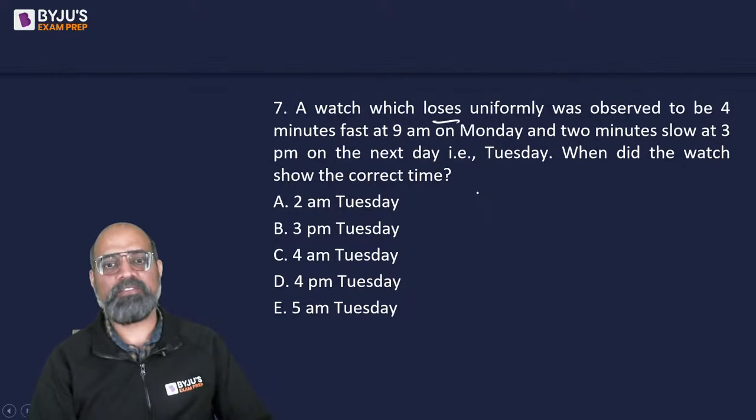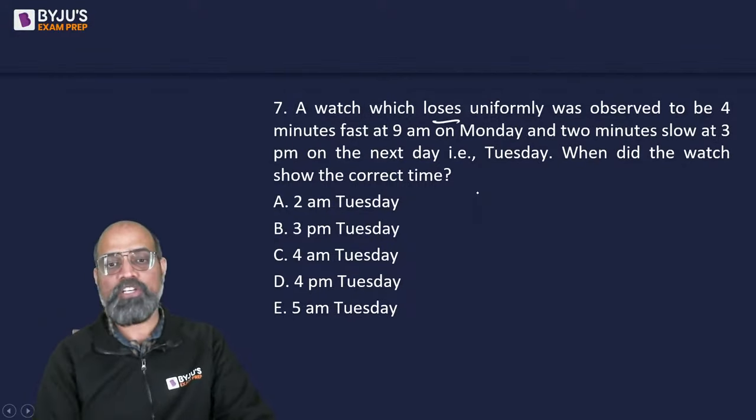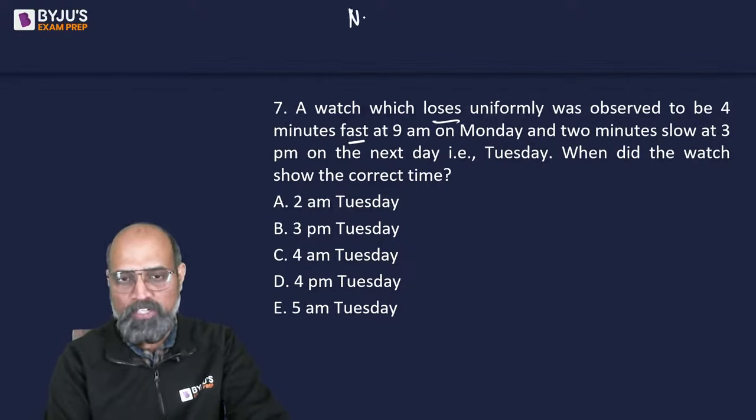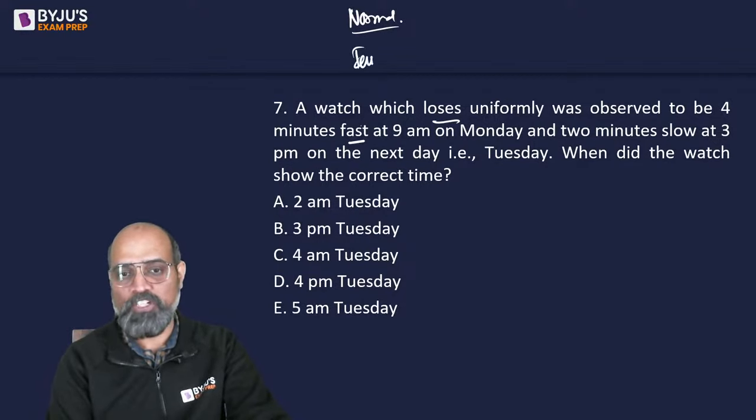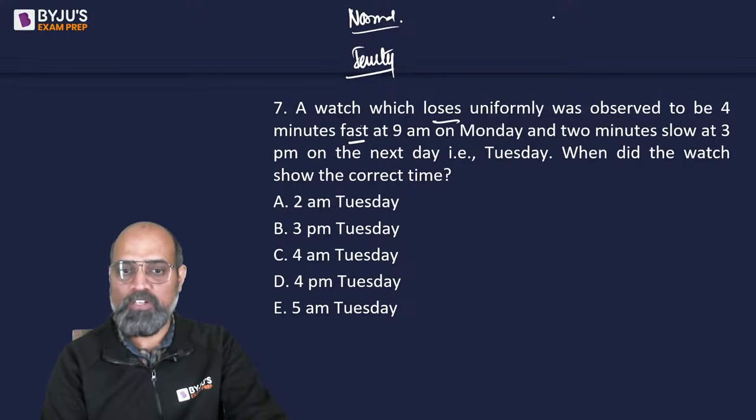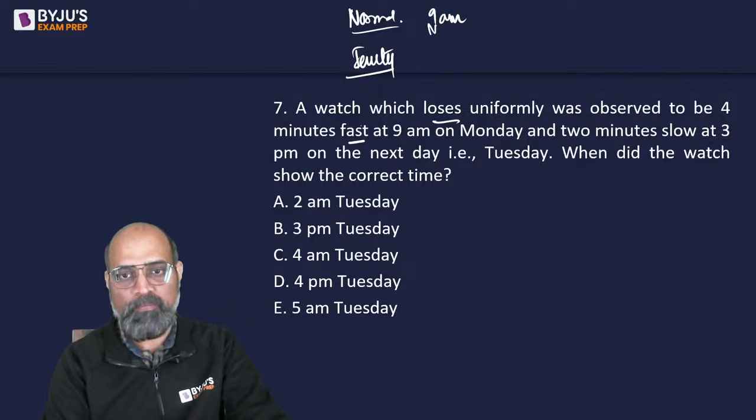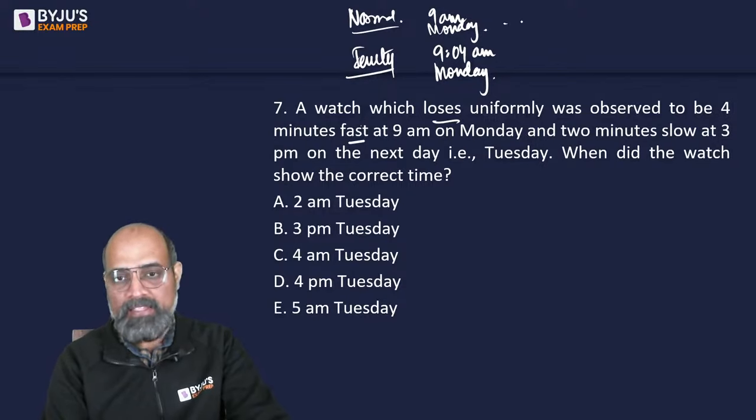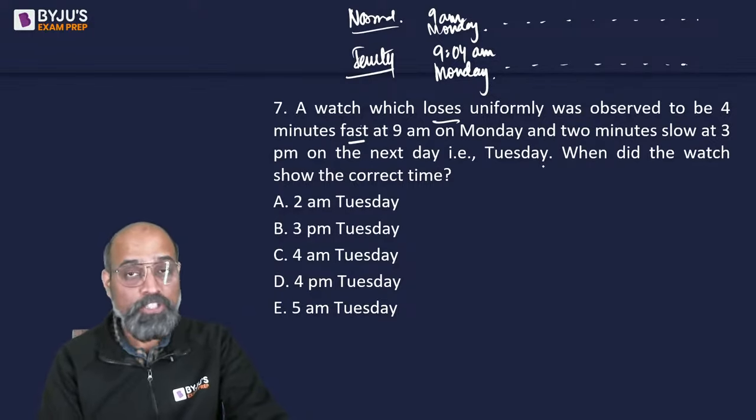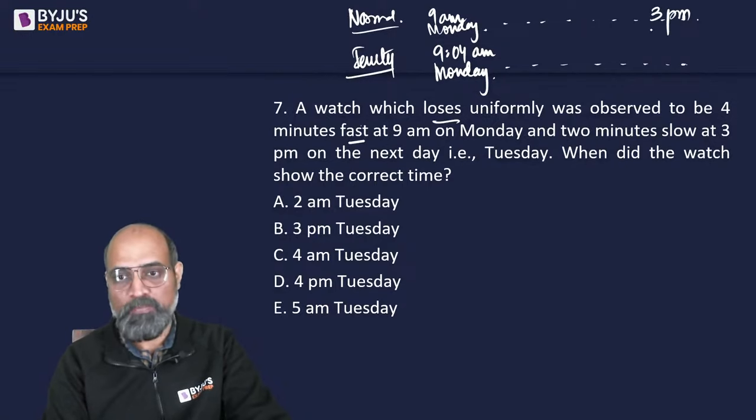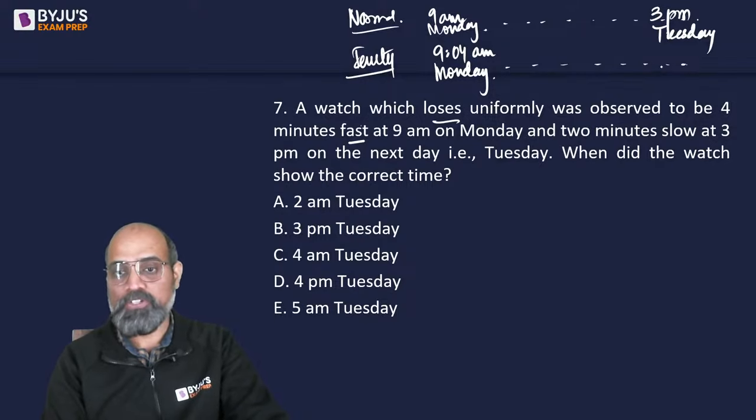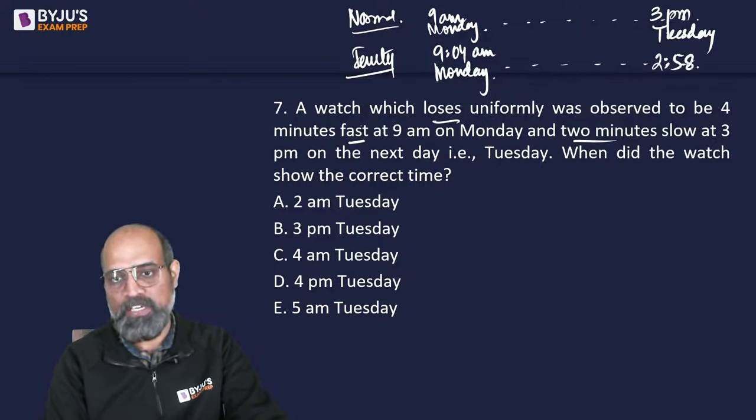So, since it loses, loses means it's getting slower and slower. Initially, it was ahead of the actual time. So if you're talking about a normal clock and then this faulty clock. When the normal clock was 9 a.m. on Monday, this faulty clock was 4 minutes fast, as in it showed 9:04 a.m. And then the next day, on Tuesday at 3 p.m., when the normal clock showed 3 p.m., this faulty clock was 2 minutes slow. 2 minutes slow means it showed 2:58 p.m. on Tuesday.